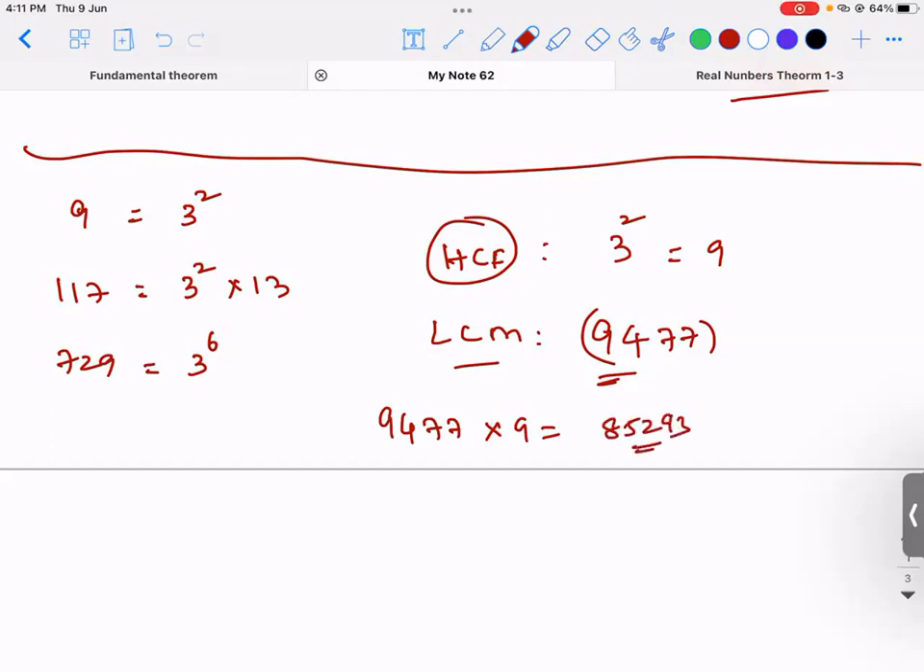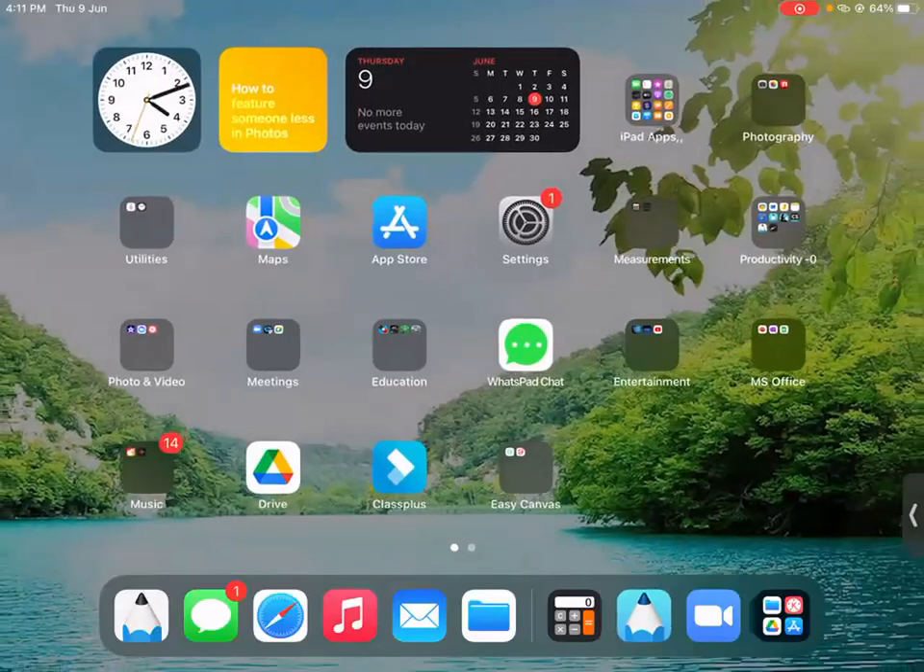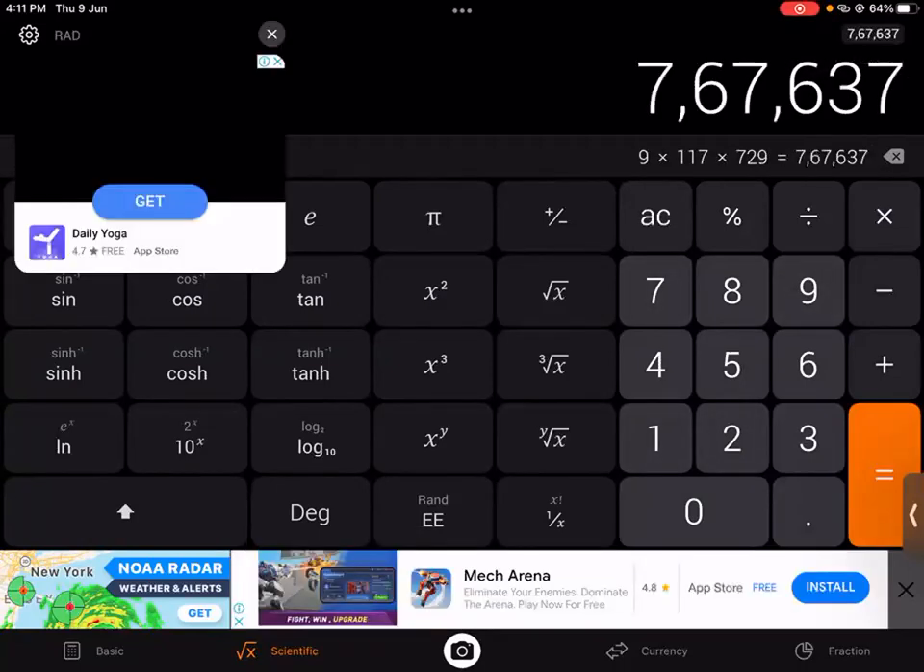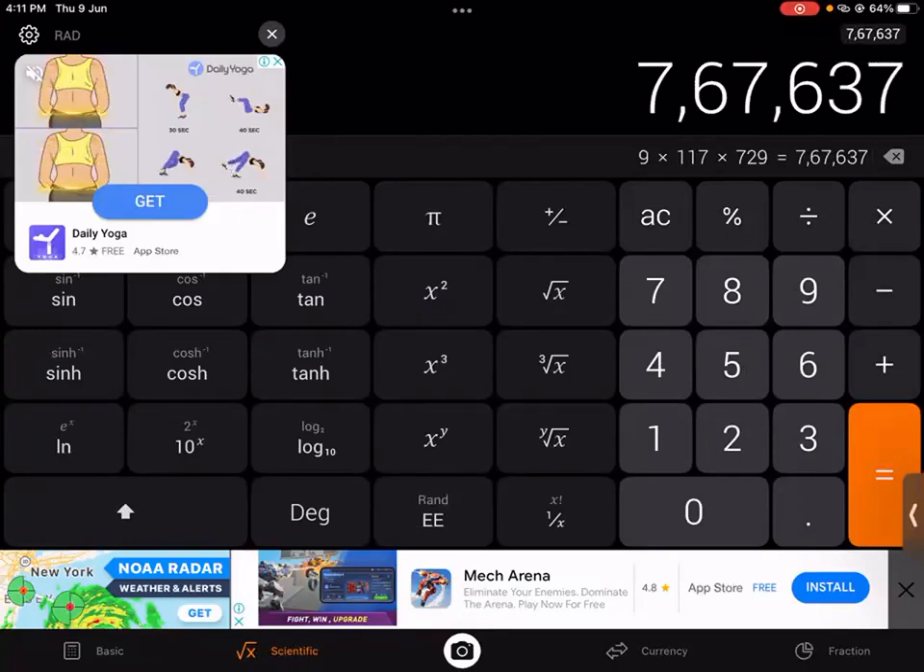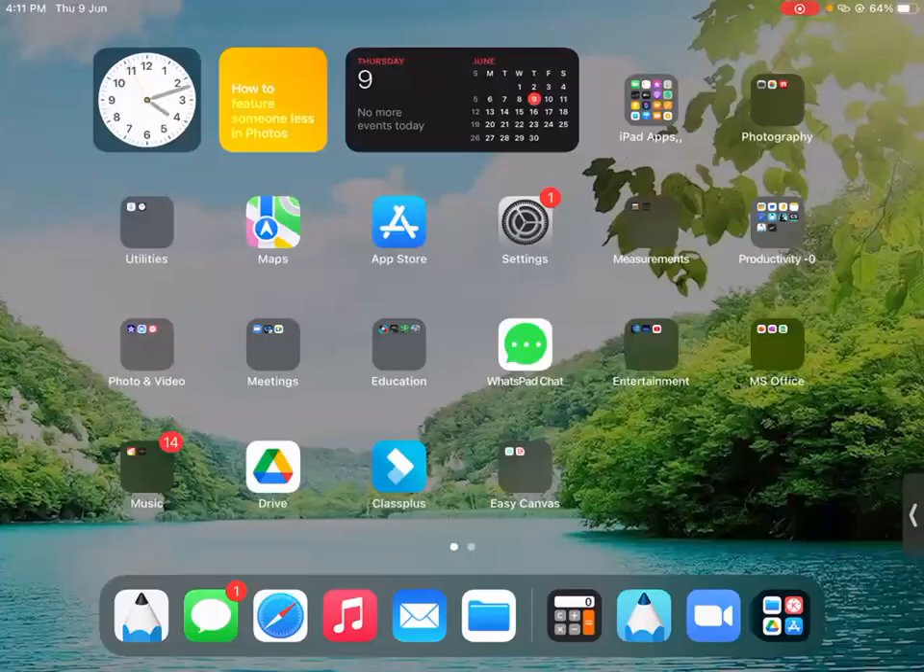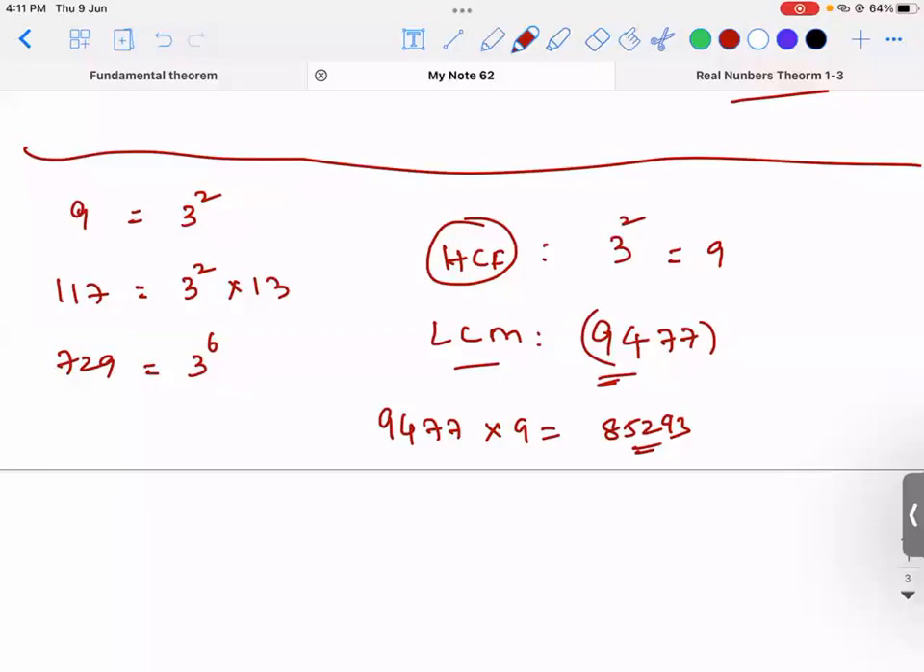Okay. Now, what are the three numbers for which we found the HCF? 9 into 117 into 729. What is the answer? 767637. You're able to understand that. What is the important point that we are able to observe from here? When you take HCF into LCM, it is applicable only for 2 positive integers. It is not applicable for 3 positive integers.